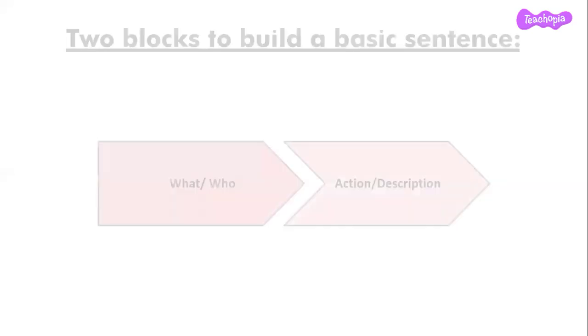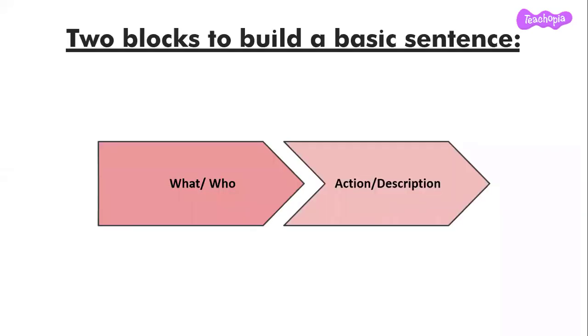There are two basic blocks we need to learn in order to build a sentence. Think of it as two information blocks. In block one, we need to think about what or who we are addressing. In block two, we need to think about the action or the description that we are adding to the information about the person or the object that we have thought about in block one. Let me explain that a little in detail.